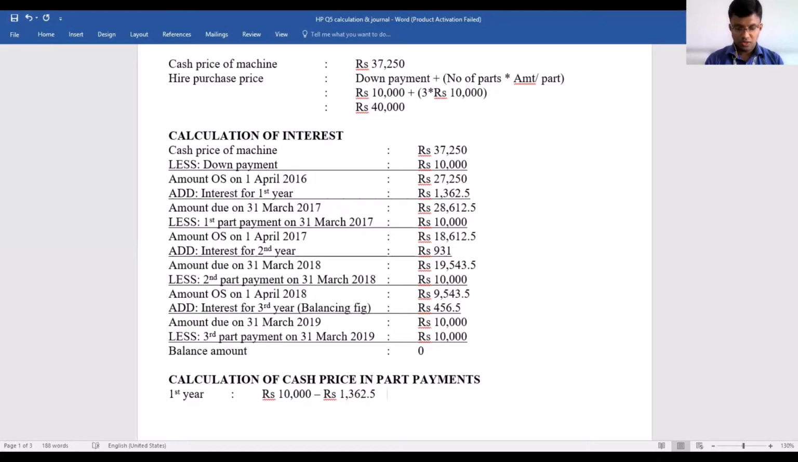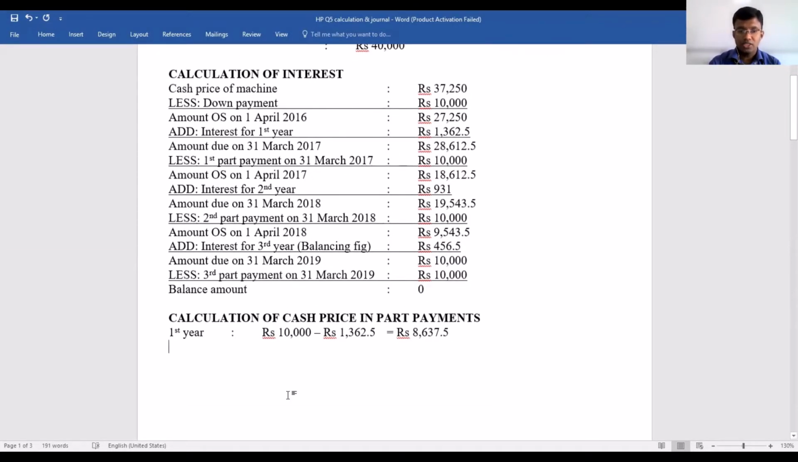So the interest for first year is 1,362.5. Okay? So when we do so, the cash price component will work out to be rupees 10,000 minus 1,362.5. So that will be rupees 8,637.5. So what this means is that out of 10,000 rupees that you're paying for the first year, 1,362.5 is going towards interest. The remaining 8,637.5 is going towards the cash price. Similarly, let's work out for the second year.